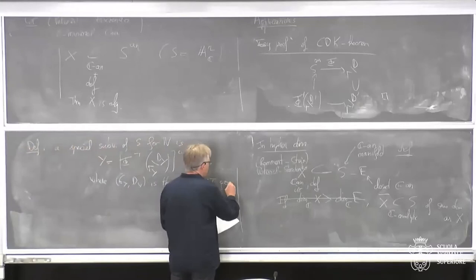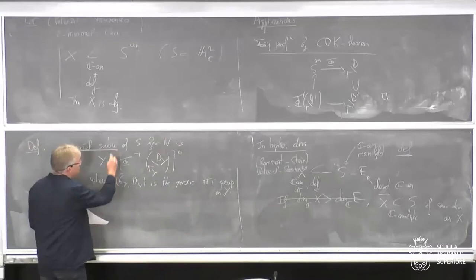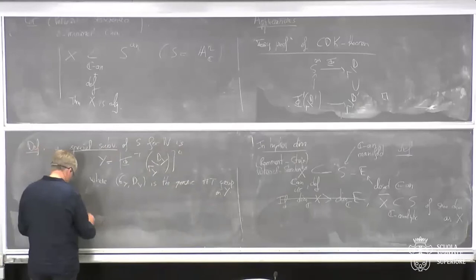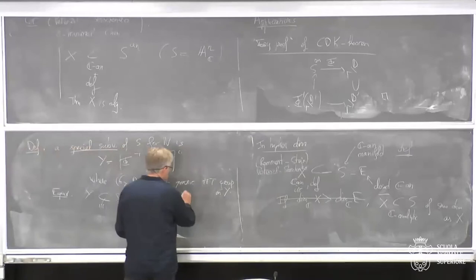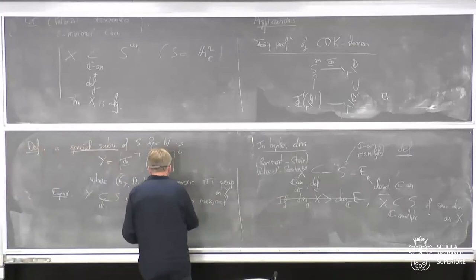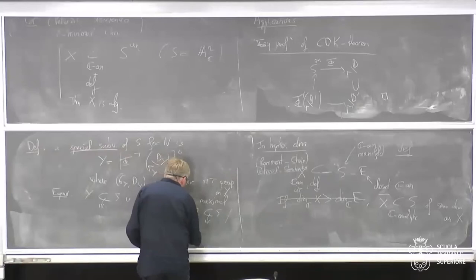Okay. So the Hodge locus will be the union of special subvarieties, and equivalently, what you can prove, which is rather nice, is that Y, an irreducible algebraic subvariety of S, is special. It is equivalent to saying that it is maximal among the Z's in S irreducible with the same Mumford-Tate group as Y.